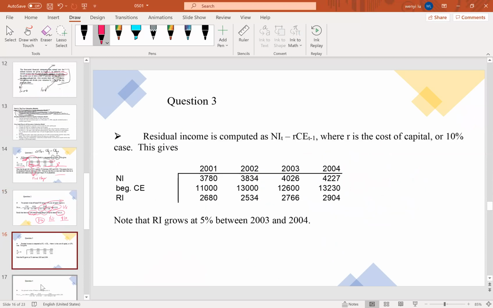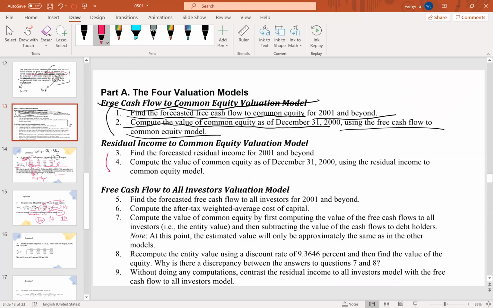Next question, question 3. We will solve the residual income models. You see question 3 and question 4. Suppose the company does not pay a dividend, and we will use our residual income to common equity model. Especially for growth companies, we will prefer to use this model, the residual income to common equity model.